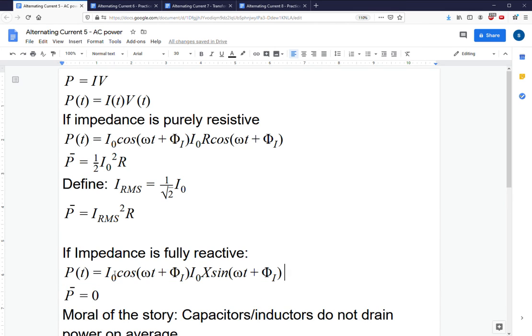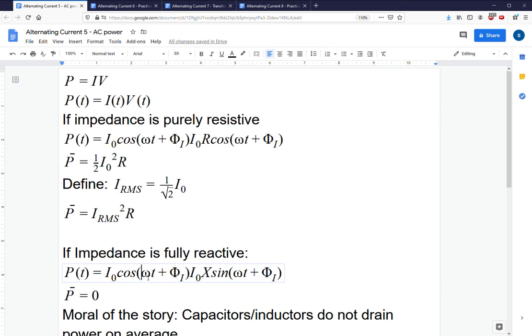Now we still have I naught squared, and we still have the reactance of the component, but now we have cosine times sine. You can plug in a value of time and you will get power. So this component will at some times draw power, but the average is 0. Now wait a second. How can the average be 0 if I just said at some points in time it draws power?